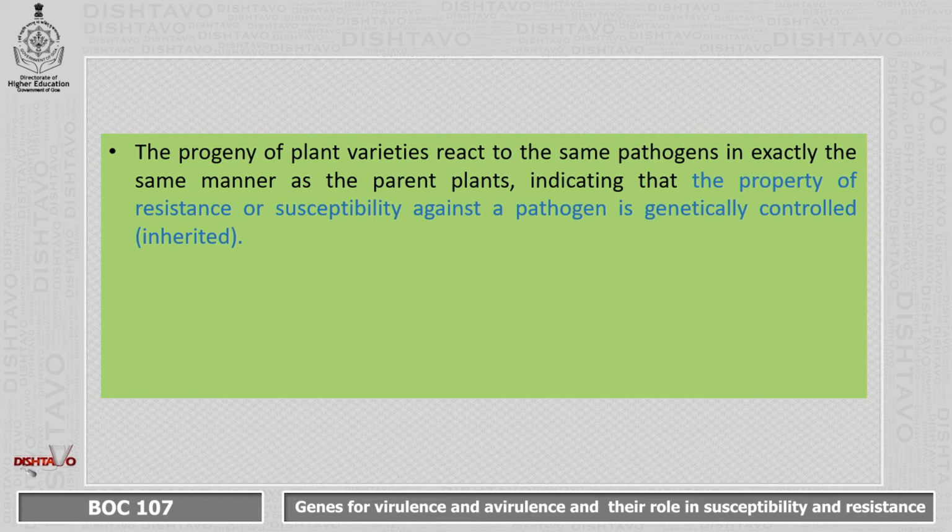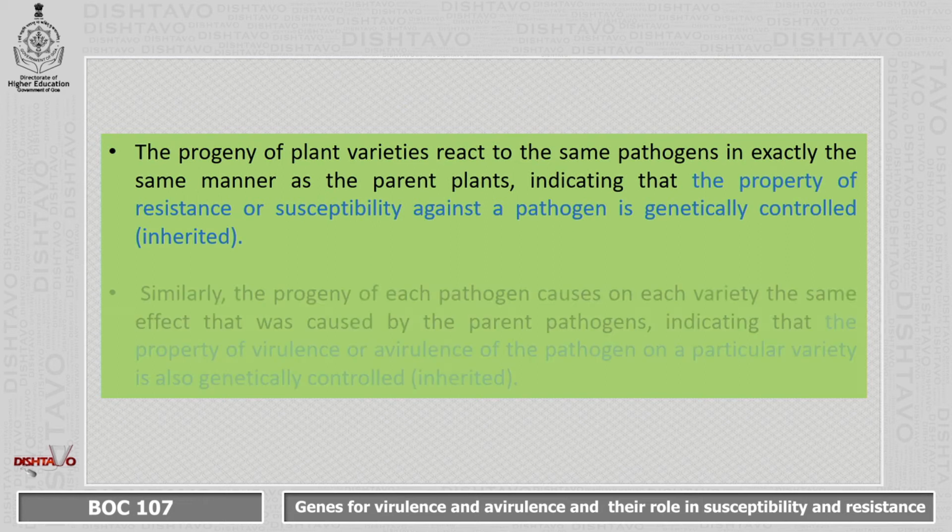This indicates that the property of resistance or susceptibility by the plant against a pathogen is genetically controlled, or we can say that the property of being resistant or being susceptible to a particular plant pathogen is inherited from the parent plant by the progeny.